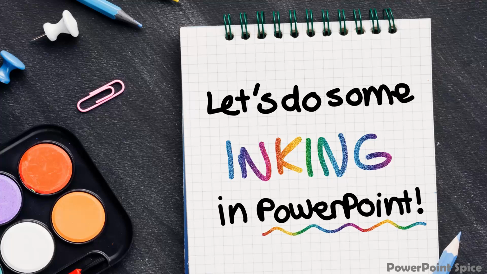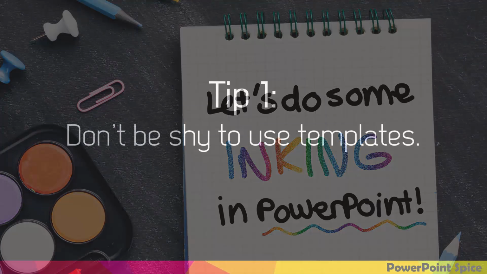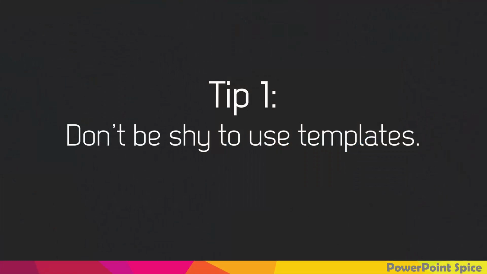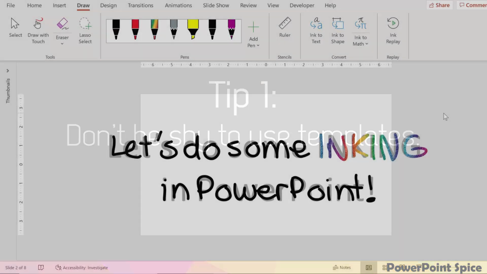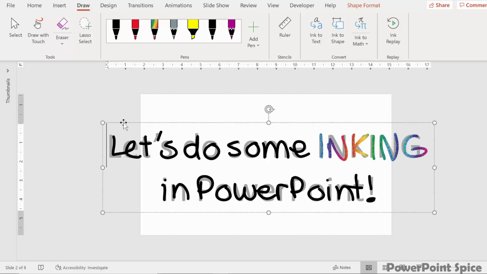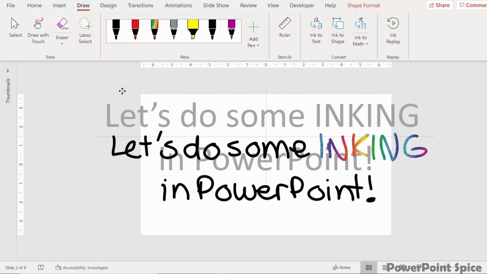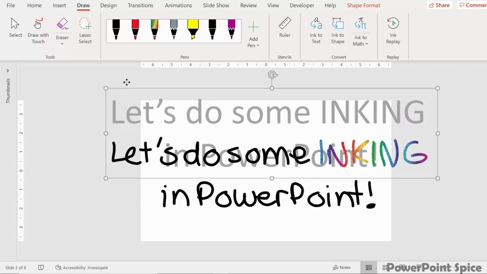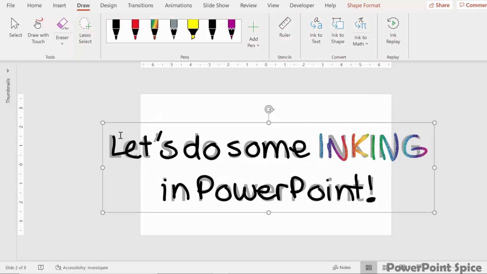And to finish off this tutorial, I have three tips for maximizing the effectiveness of this feature. Tip number one is don't be shy to use templates for both text and pictures. For example, when I wrote this out in PowerPoint, I actually used a text box behind it to use as a guide while I was doing it. So this was because I just wanted to make sure that all of the letters were evenly spaced and where I wanted them to be.